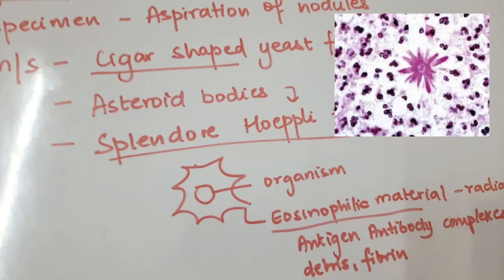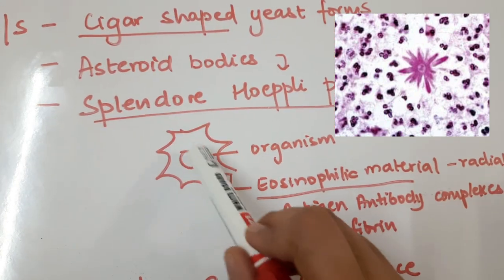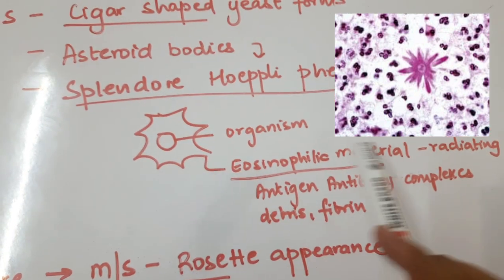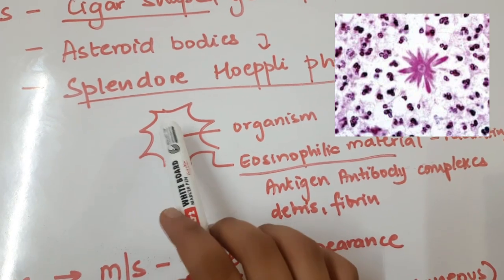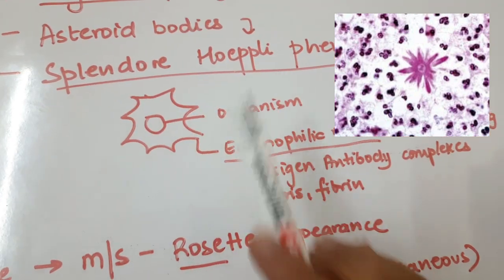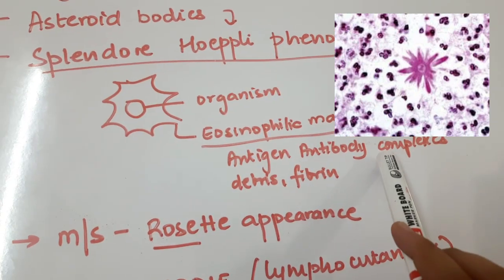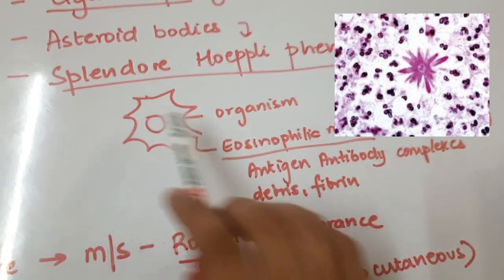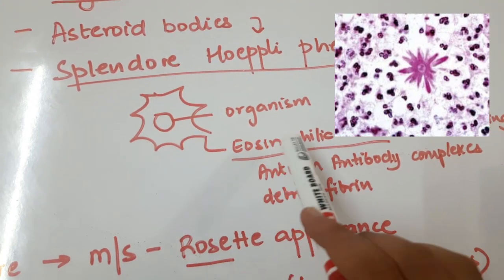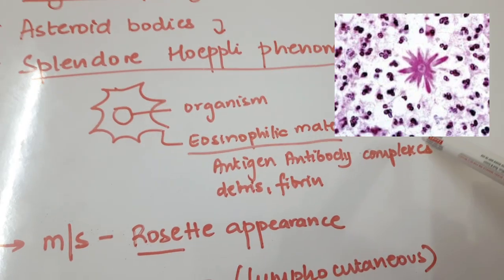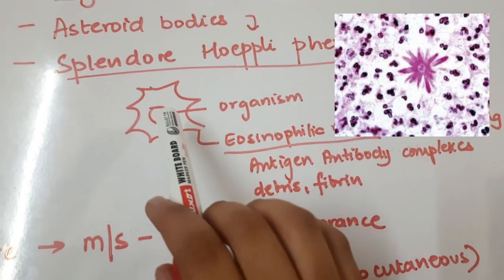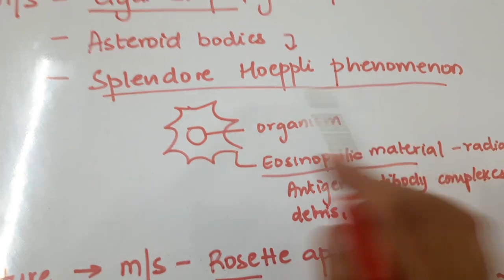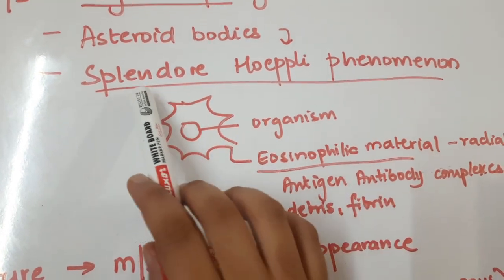Now, how do we explain this? So what it is that actually there's an organism in the center which gets surrounded by eosinophilic material. So there will be an organism in the center, and due to inflammation, due to deposition of antigen-antibody complexes, due to debris and fibrin, due to a deposition of all of this, the organism gets surrounded by eosinophilic pinkish material which forms radiating spokes like that of a star. That is why we call this an asteroid body, and the phenomenon of formation of this asteroid body is called Splendore-Hoeppli phenomenon.